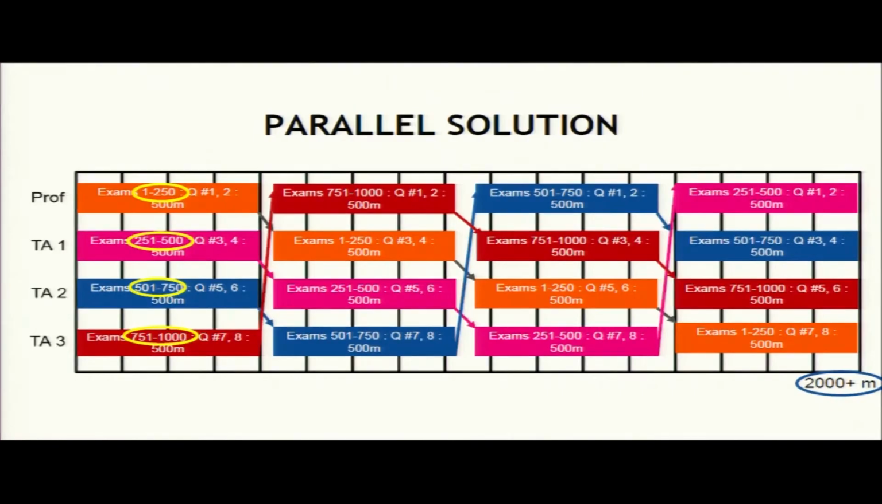So this gives a flexibility, and now the time has reduced by a factor of 4, because we have 4 people working in parallel, but there is still a plus M.